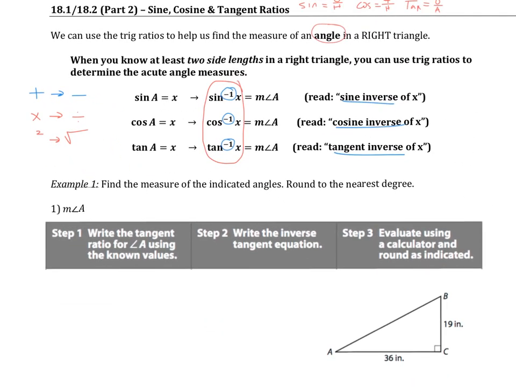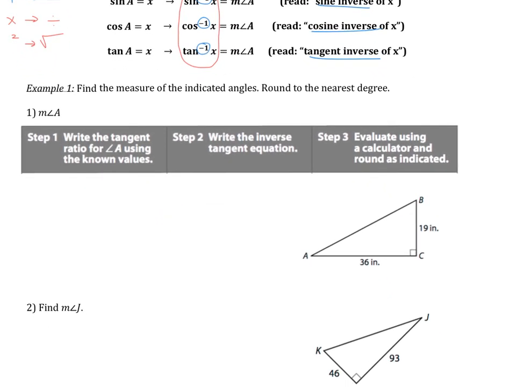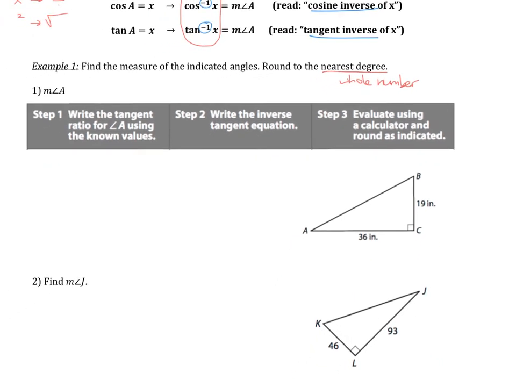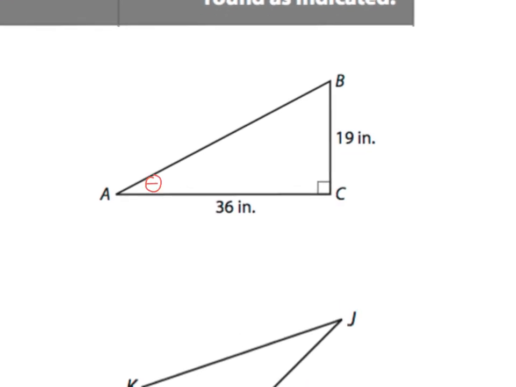So when we have at least two side lengths, we can use these inverse functions to help us find a missing angle. So in example 1, it says find the measure of the indicated angles and round to the nearest degree. So the nearest degree, that means we're looking for a whole number. Okay, so we're rounding to the nearest whole number. And number 1 says find the measure of angle A. So in our diagram, angle A is going to be our theta, right? That's the one that we're focusing on here.